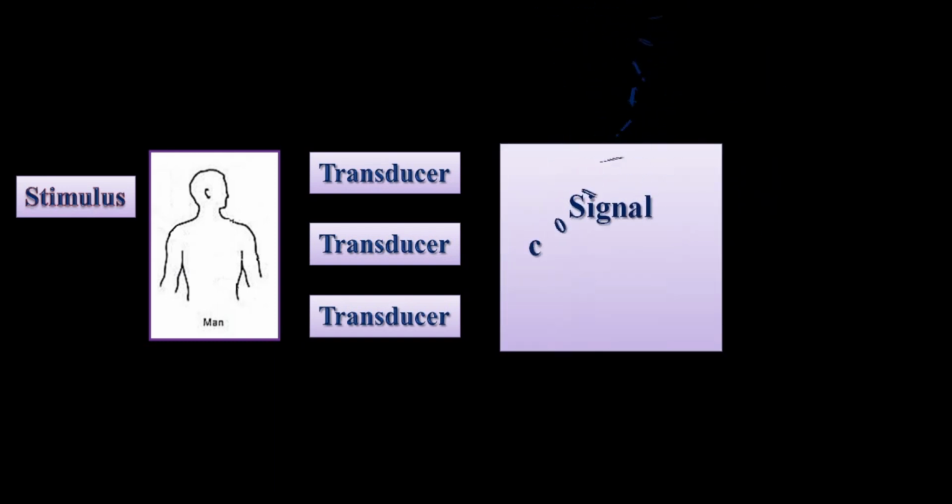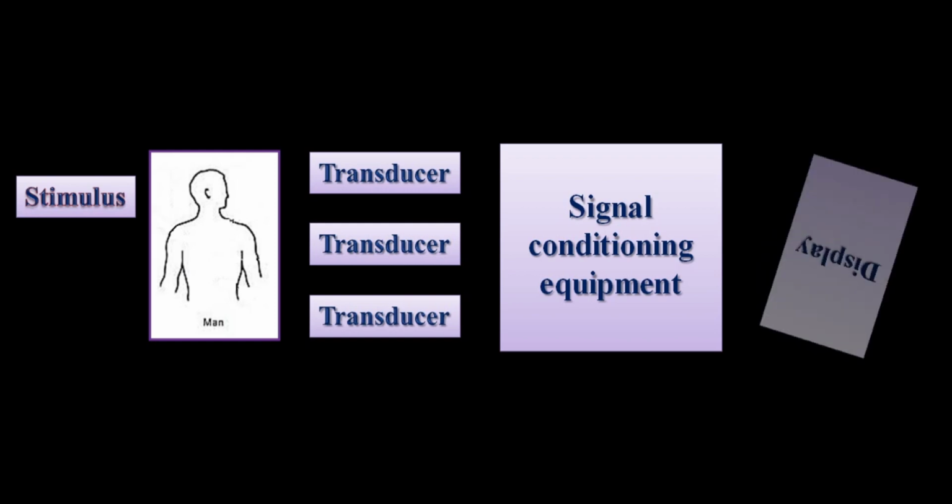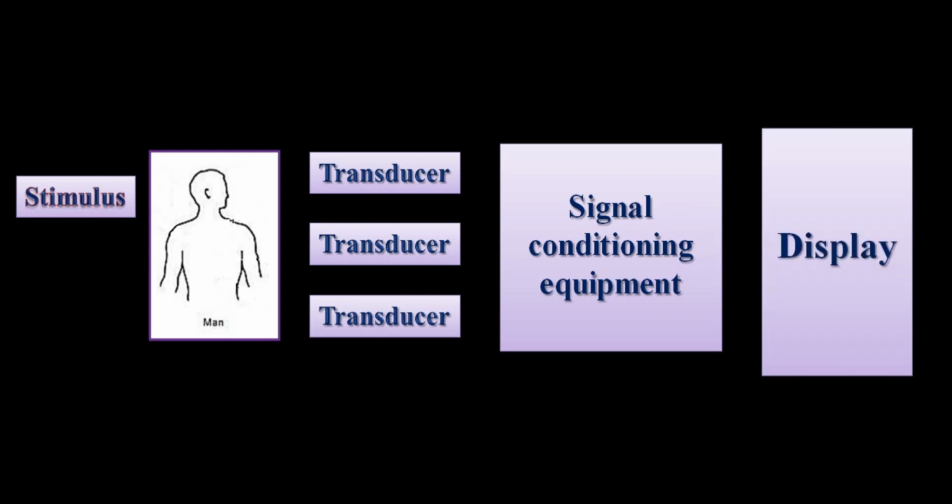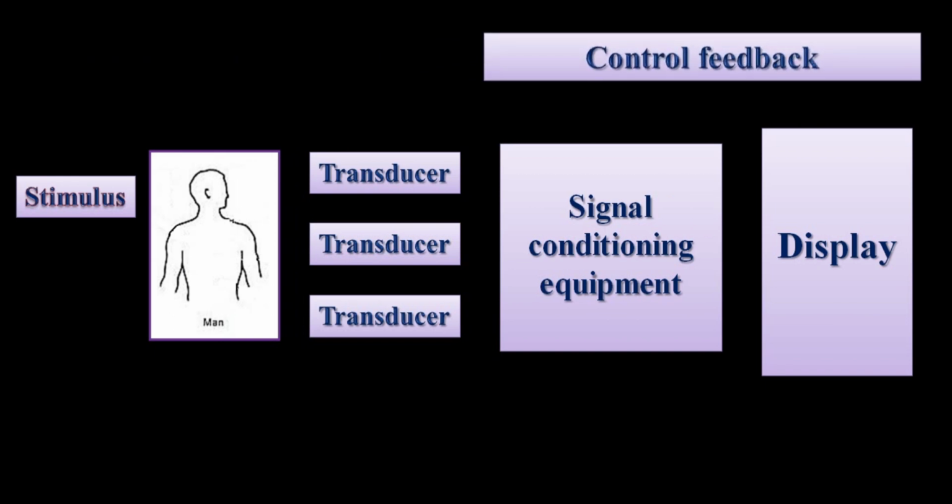Signal conditioning unit. It amplifies and modifies the signal obtained from the transducer into a suitable form that can be easily understood and processed by the rest of the devices that follow. Display equipment. It is used to display the result we obtain from the process. Control feedback. It is used to give feedback to the system for obtaining efficient output.